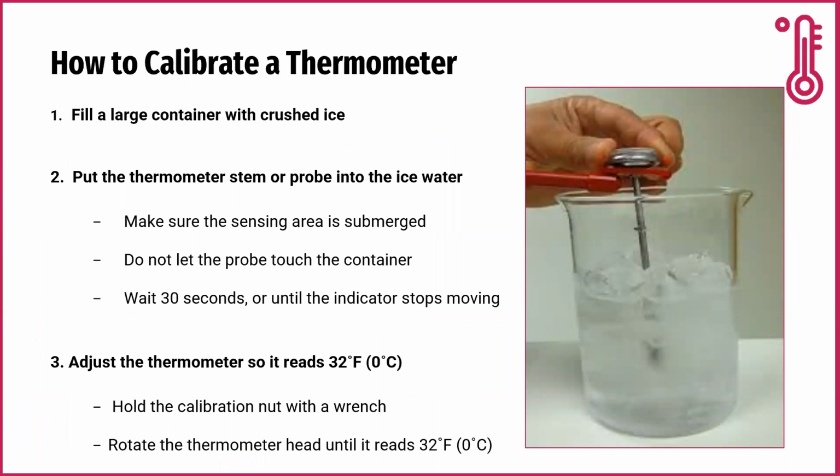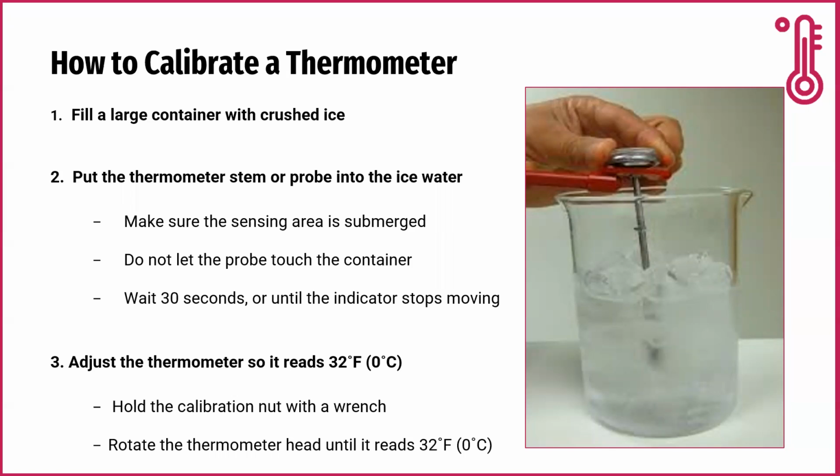And then how to calibrate a thermometer. The first step is to fill a large container with crushed ice. Add a little bit of tap water until the container is full, and then stir the mixture well. Put the thermometer stem or probe into the ice water. Make sure the sensing area is submerged. Don't let the probe touch the container. Wait about 30 seconds or until the indicator stops moving.